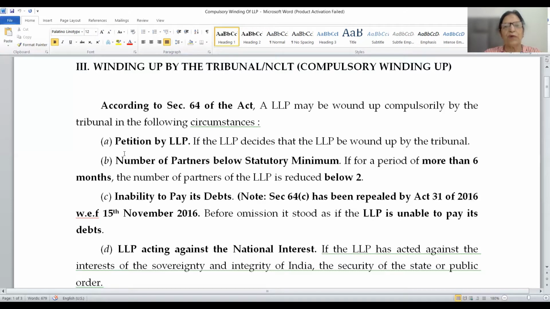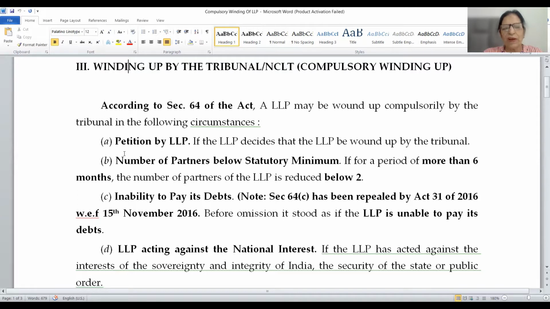In this video, I'm going to take up winding up by the tribunal or NCLT, which is also known as compulsory winding up. According to Section 64 of the Act, an LLP may be wound up compulsorily by the tribunal in the following circumstances. So these are the grounds for compulsory winding up of LLP.